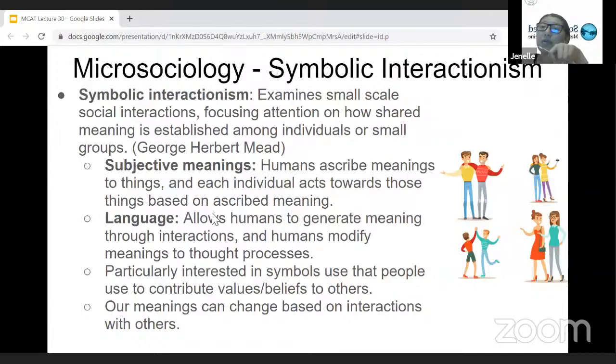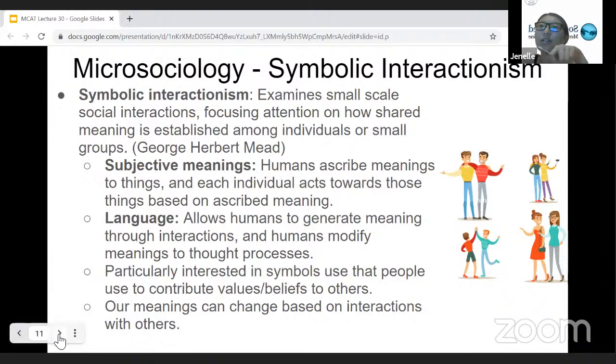He also defined language as allowing humans to generate meaning through interactions and also to modify their meanings through their thought processes. He was particularly interested in looking at symbols that are used by people and how they contribute their values and beliefs to others through these different symbols. But he also noted that as time goes on, our meanings can change based on our interactions with others.